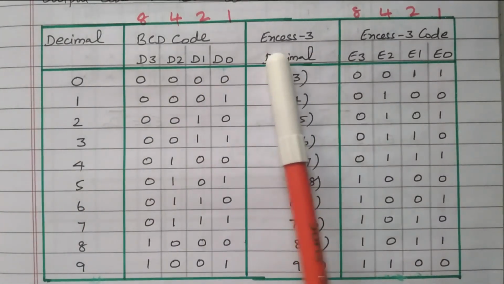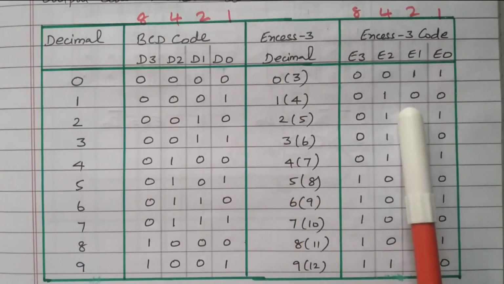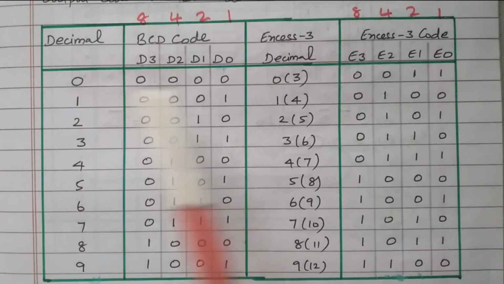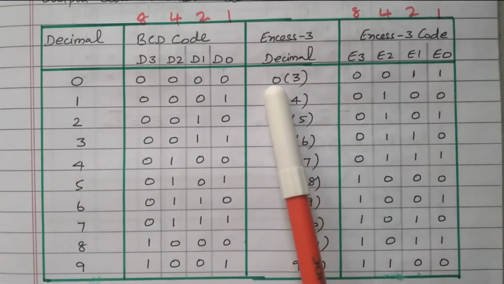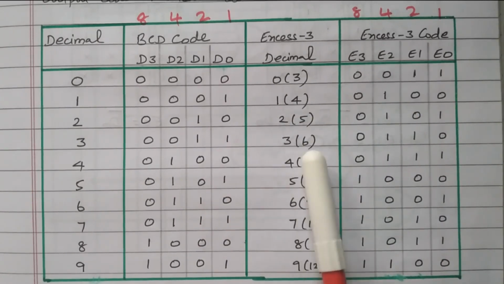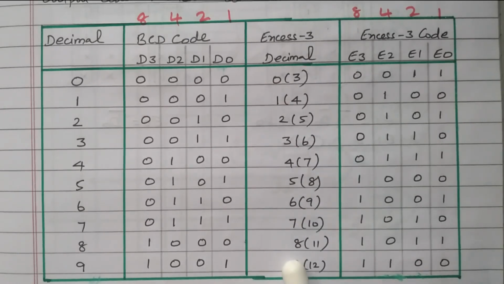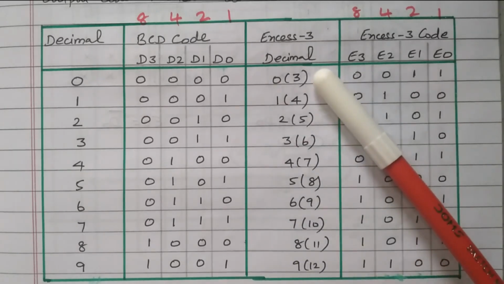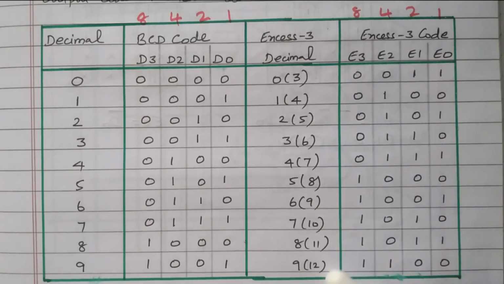Then what is excess 3 in decimal? First we'll see the decimal, then we'll go to the BCD code. So 0 plus 3 is 3. With the 0, we are adding 3. 1 is added with 3 to form 4. 2 plus 3, 5. 3 plus 3, 6. 4 plus 3, 7. Like that we are adding. Now the excess 3 code becomes 3, 4, 5, 6 up to 12.